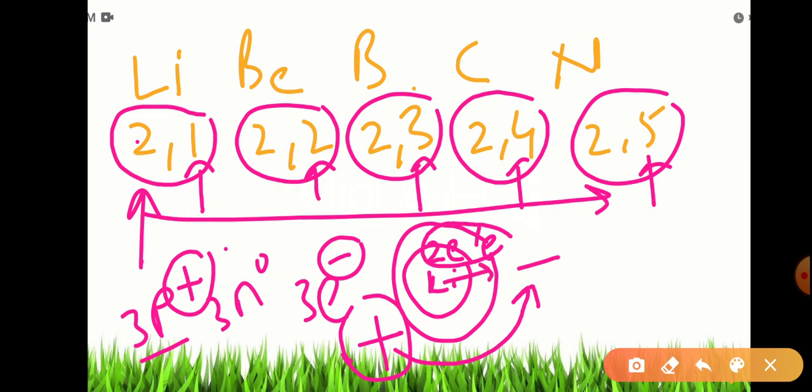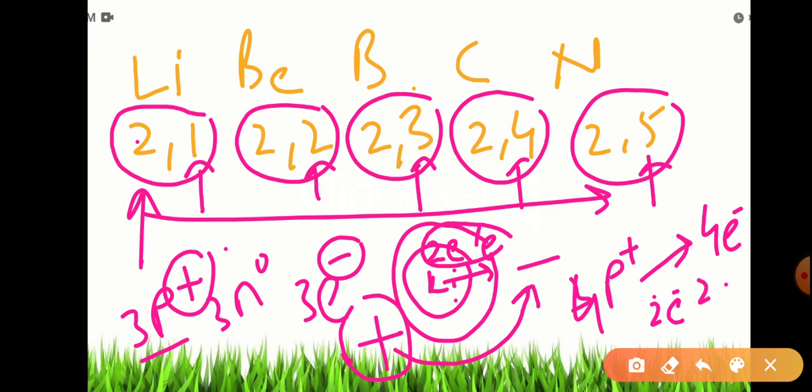Next, beryllium. Beryllium has 2 electrons in the first shell and 2 electrons in the second shell. Now the 4 protons are attracting the 4 electrons, out of which 2 electrons are near the nucleus and 2 electrons are far. So this 4 plus charge pulls the last valence electrons towards the nucleus. So what happened due to this reason? Now we will see.